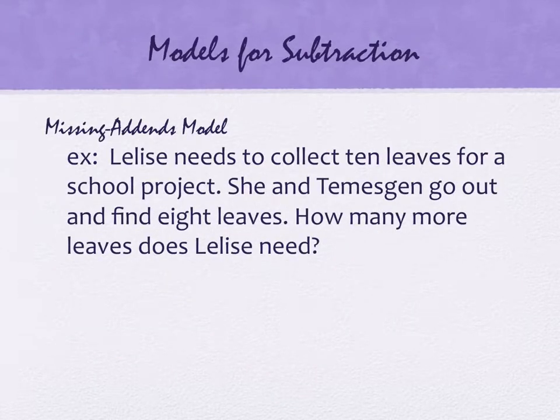All right, here's the next one. This one's very different. It's called a missing add-ins model. Lelise needs to collect 10 leaves for a school project. She and Temeskin go out and find 8 leaves. How many more leaves does Lily say need? So on this one, she doesn't have 10 leaves and lose some, right? Nobody came in her bedroom and took them away. The dog did not eat her homework. None of that happened. She needs something that she does not have.